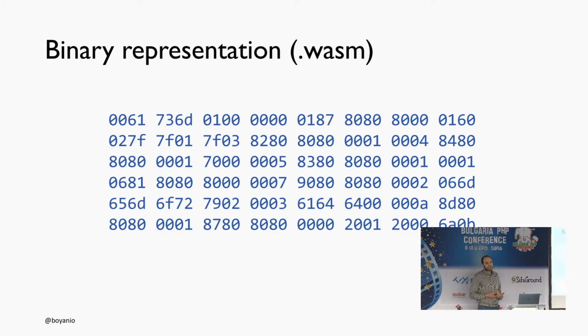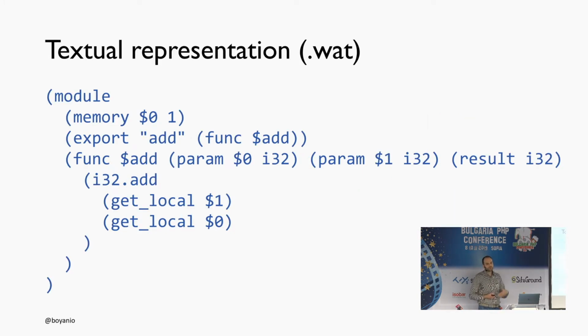For us as humans, we like text. So that's why WebAssembly also comes with a textual representation of exactly the same program. And if you're familiar with languages like Lisp, this would seem very familiar to you. You can see this is the exact same function of adding two numbers where we have the parameters as integers and the result is also an integer. So now we can actually see this and get an idea of what is happening behind the scenes.